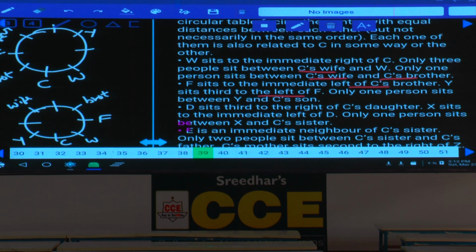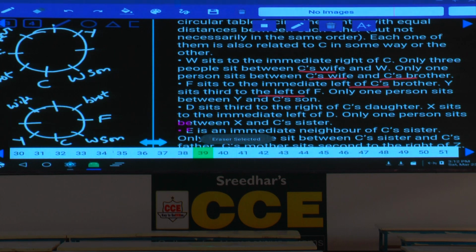Only one person sits between Y and C's son. Between Y and C's son there must be exactly one person here. So who must be the son? W is the son in the first case, because only one person is between Y and the son. In the second case also, the son must be at this place, because the other case is not possible, as wife and son cannot be at the same place. Hence W is the son in both the cases.